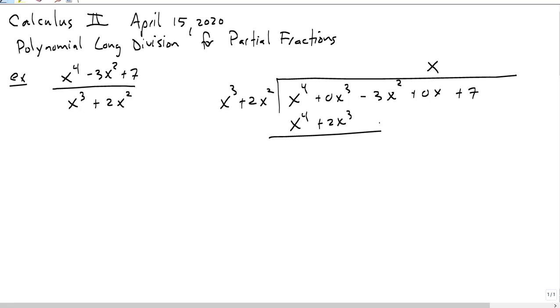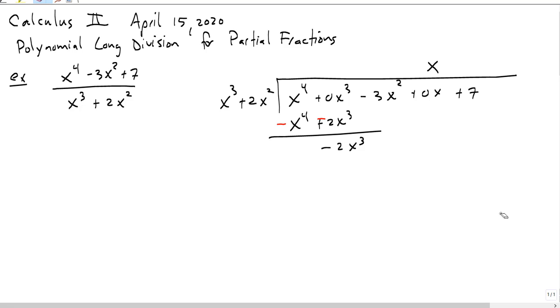Now, we subtract this. About half of the mistakes that people make with polynomial long division is subtracting incorrectly. So what I do is I change the signs of both of these things and then add. And if you did it correctly, the x to the fourth plus negative x to the fourth is gone. And then the 0x cubed plus negative 2x cubed is negative 2x cubed.